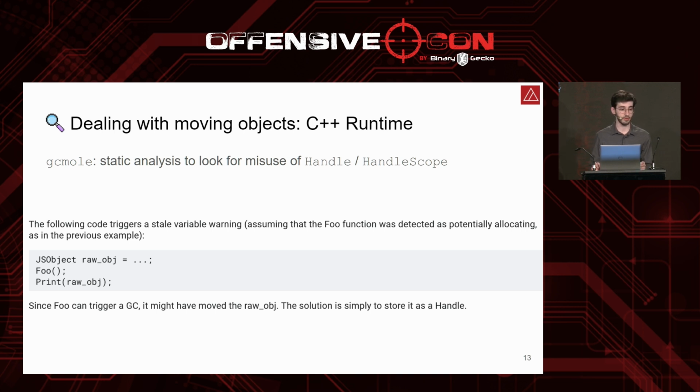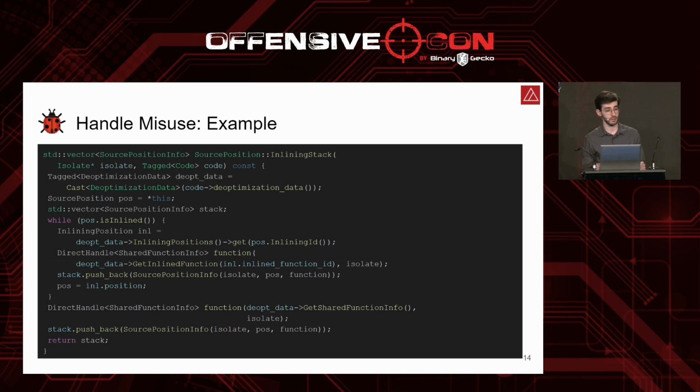The problem is that the garbage collection might invalidate the reference in between the declaration and the use. But this tool is not perfect. Here's an example of some code that's currently in the code base. It's a function that's responsible for calculating source positions in inline functions. As you can see, they declare a reference to some deoptimization data using Tagged. And Tagged is not a handle, it's just like a direct pointer.